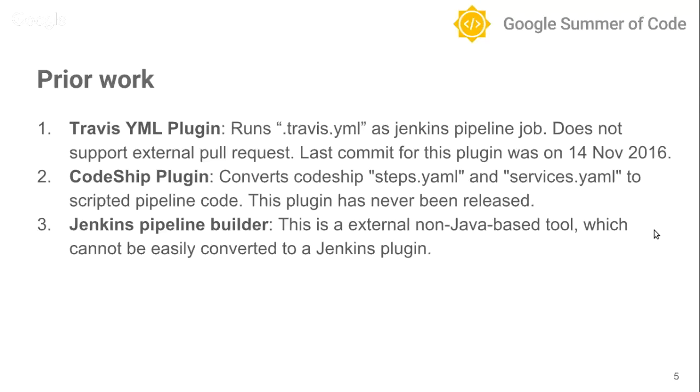Okay. So there is some prior work. First one is Travis YAML plugin that uses the .travis YAML file, which is used by Travis platform to build the repositories. But the thing is that it doesn't make sense to use the settings of a different platform in Jenkins. And also it doesn't support external pull requests. And the last commit for this plugin was on 14 November 2016.